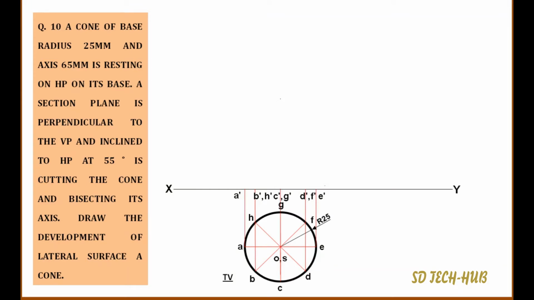Now we have to locate the axis of the cone. The axis height is given as 65 mm in the problem. So from the center we have to draw the vertical line of 65 mm, which represents the axis OS. So this is the axis OS of 65 mm and this point is the apex point, which is the topmost point of the cone. Now we have to join all the base points with the apex.